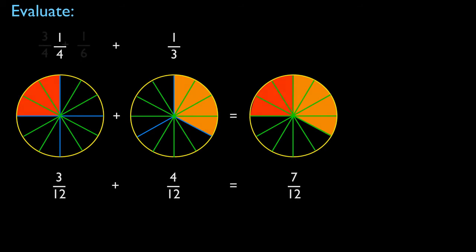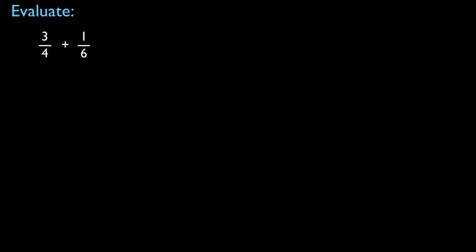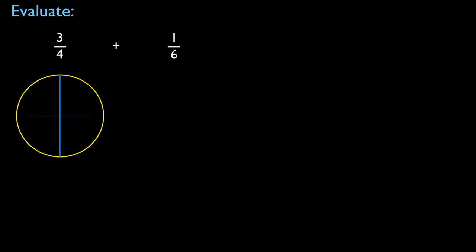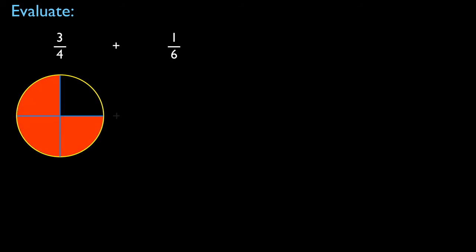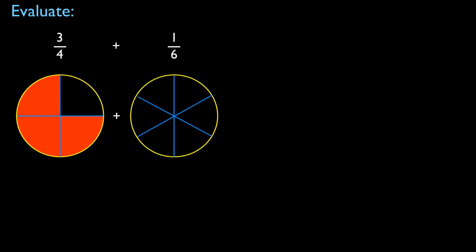Let's try that again. So looking at 3/4 plus 1/6. Once again, I'm going to illustrate this with a diagram. I'm not going to do this every time, but for the first couple of times I'm going to, just so that you have the visual representation of what we're talking about. So 3/4 looks something like this. 4 equal sections of which I shade 3 of the 4. And the 1/6, same sort of idea, but I have 6 equal sections of which I shade 1.